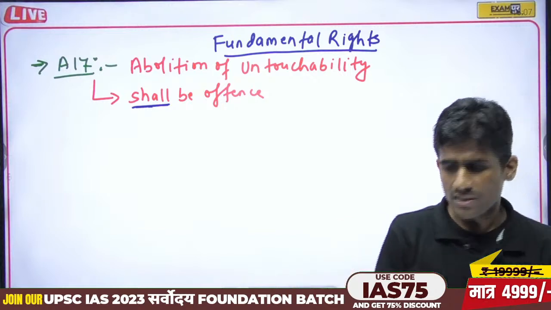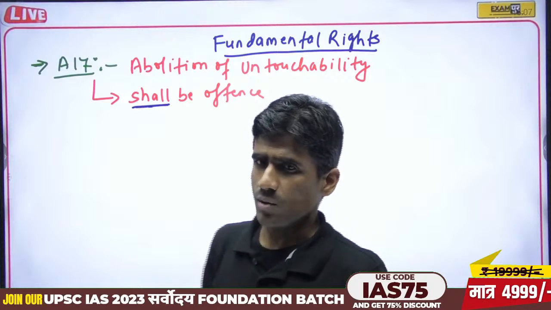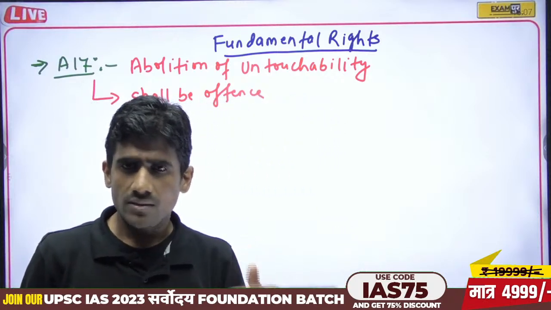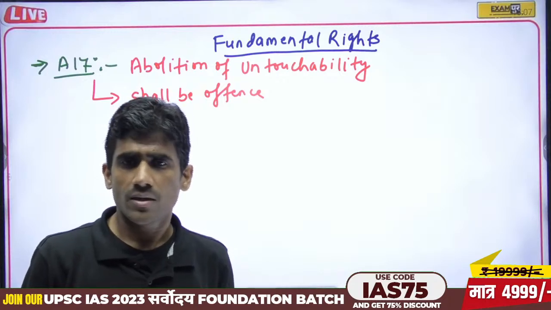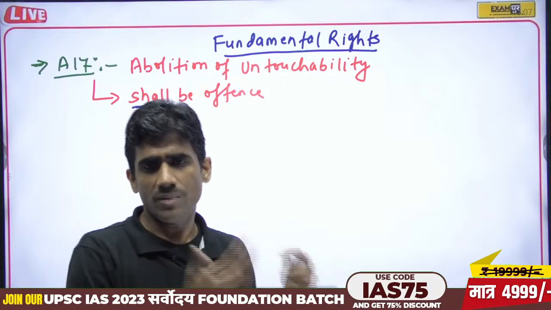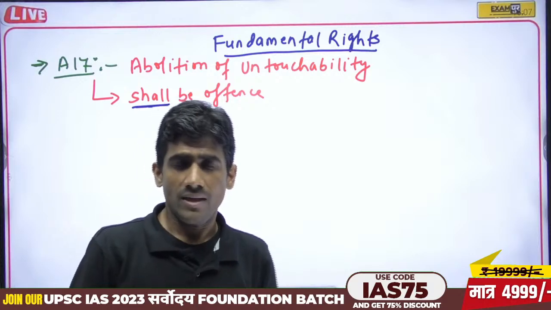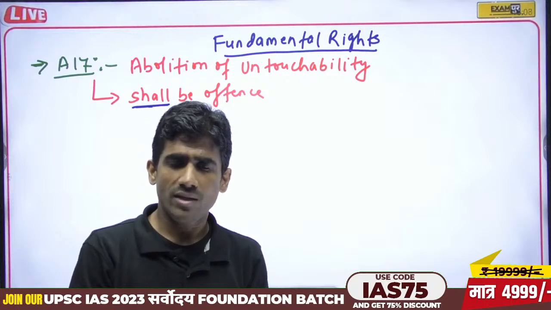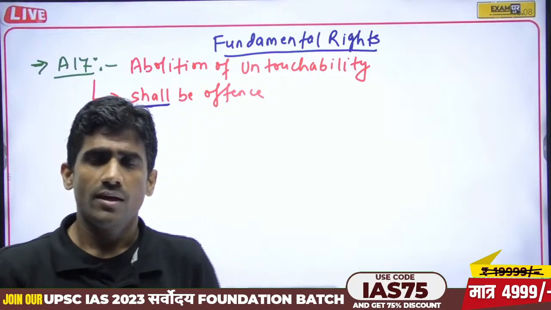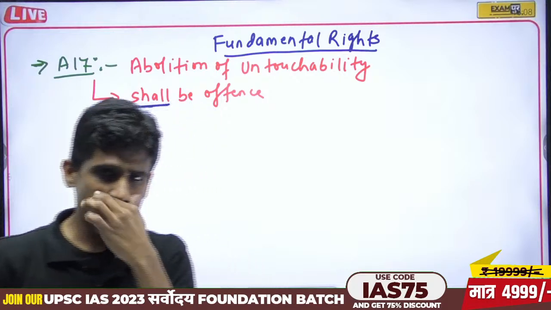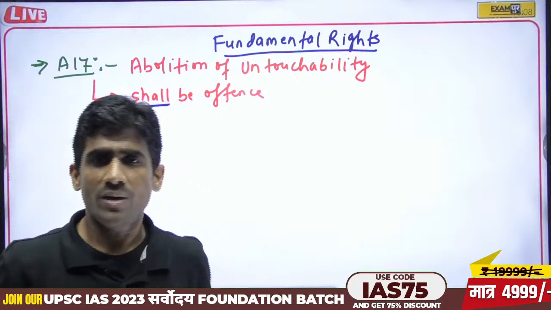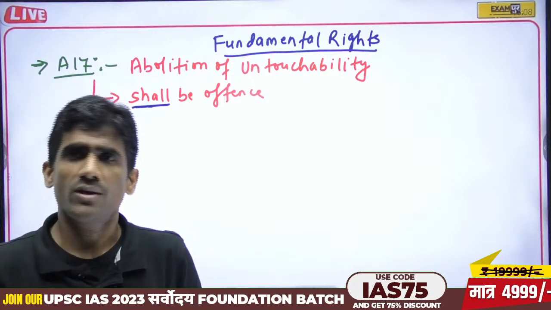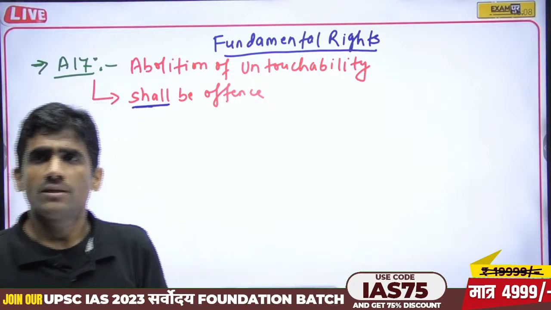So Article 15: if anyone performs discrimination on the basis of religion, race, caste, sex, or place of birth, then what should be the punishment? The punishment for Article 15 or Article 17 is prescribed in Article 35, which says Parliament has the power to make laws with respect to Articles 15 and 17, for the punishment and the offenses. Okay, so this is all about that.